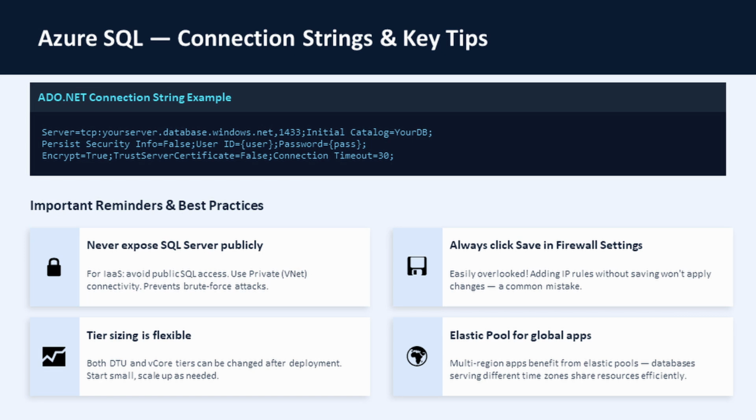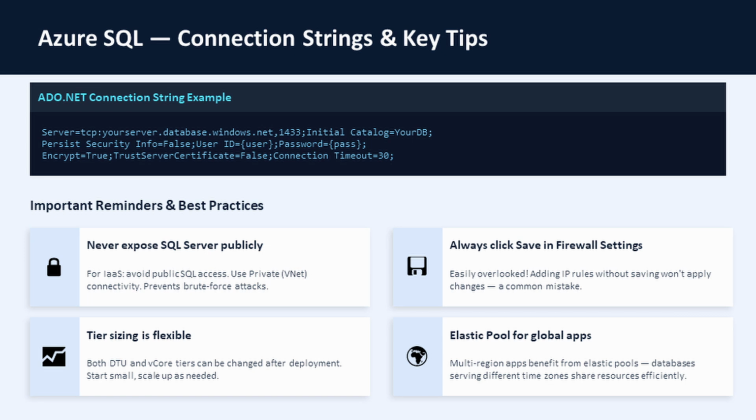Before we close, let us cover connection strings and consolidate the most important best practices from this chapter. A connection string is what your application uses to connect to the database. The Azure portal provides ready-made connection strings for every major programming language. For ASP.NET, the string includes the server address, which is your server name followed by .database.windows.net on port 1433, the database name, the username and password, and connection security settings. You simply copy this string, substitute your credentials, and paste it into your application configuration.